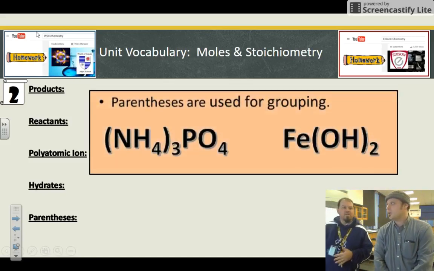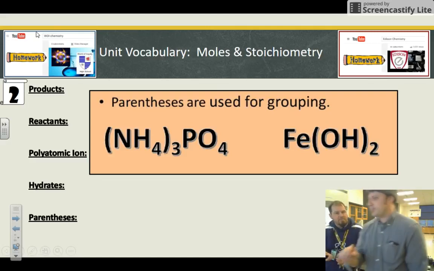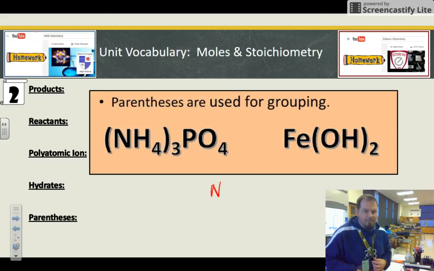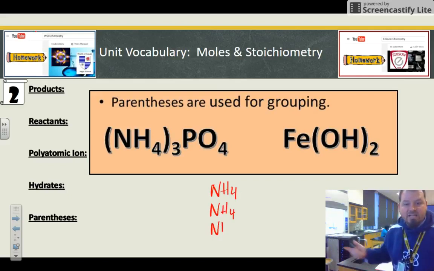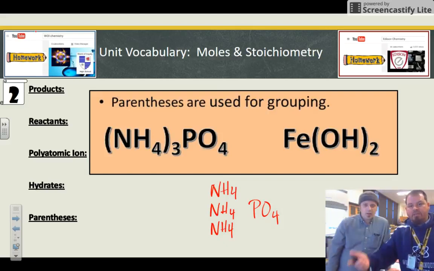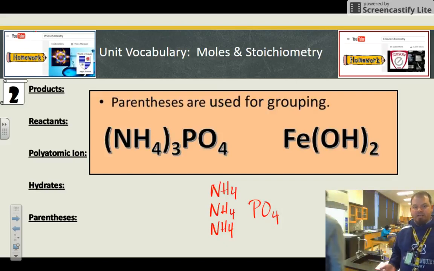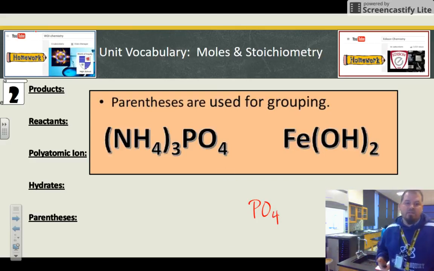Parentheses specifically are used when we have more than one polyatomic ion. You've seen these polyatomic ions before, and if I only have one NH4, I don't necessarily need a parentheses. But when I have three of them, I need a parentheses to say that there are three of them. That's what the parentheses really means. It's like cubed in math class. There are three of them, and then there's one PO4. So what he did was break it out longhand, and that's doing too much. We can just put a parentheses with a 3, and it means the exact same thing.